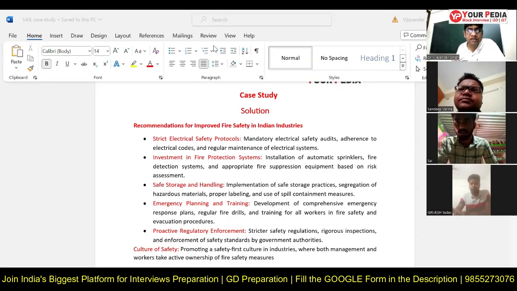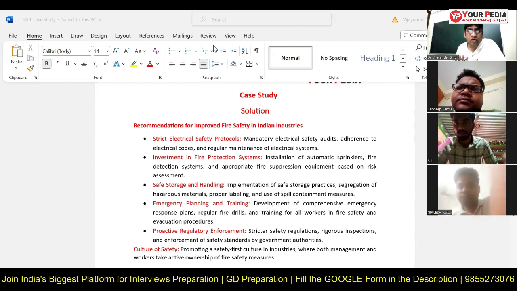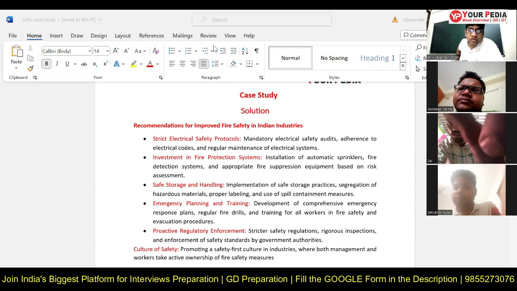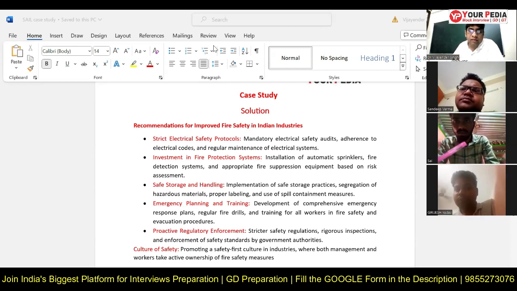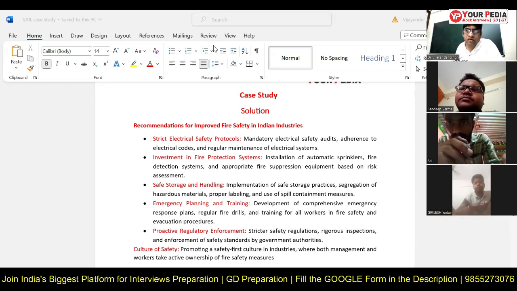This was expected from you. So the recommendation you have to give to Indian industry: strict protocols, electric safety protocols. You have to invest. Normally, small scale industries resist or hesitate in investing. So there should be some safety protocols from the government side, and safe storage and handling, emergency planning and training, proactive regulatory enforcement, and a culture of safety should be developed. So these are some of the points other than what points you gave, right? Many points were given by you also. These were additions to that, some points which I think you can stick to, and these are the points which you have to take into consideration.